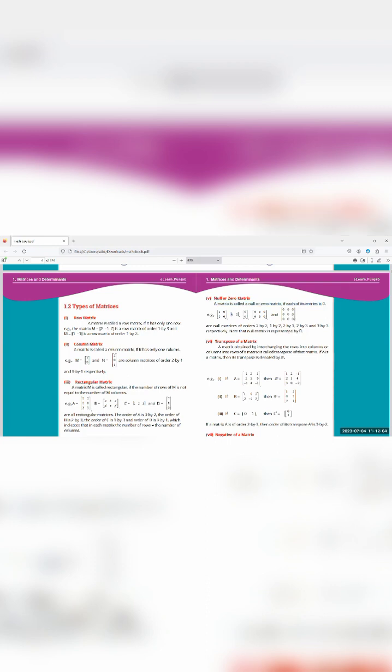And they are represented by O. Many people don't know that, this is very important. MCQs are also asked on how it is represented. They are represented by capital O. That's not 0. Then the transpose of a matrix. How can you find a transpose?